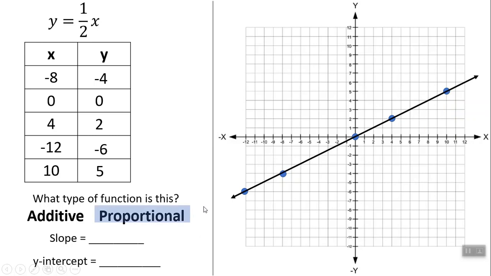This would be a proportional relationship. It's hitting the origin, and it has a slope of up 1, right 2, up 1, right 2. So the slope's 1/2. The y-intercept is hitting at 0. Once again, there's a video called Additive versus Proportional. You want to check that out for more details on this.